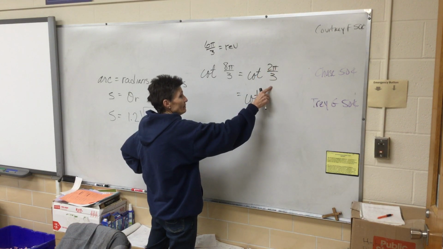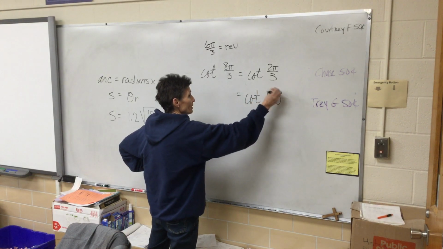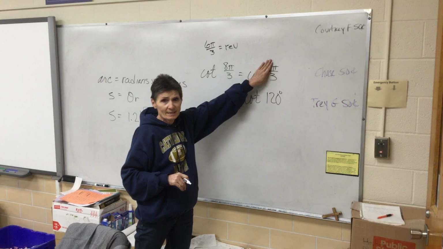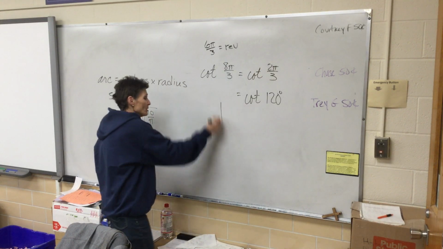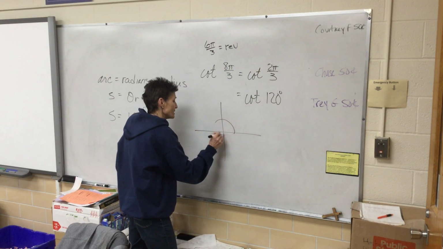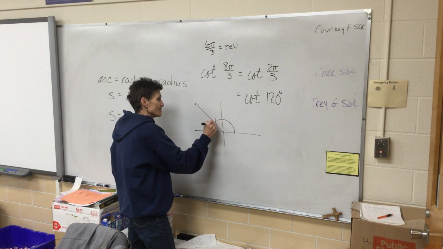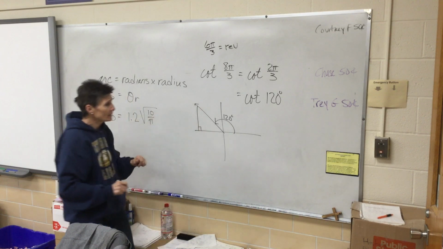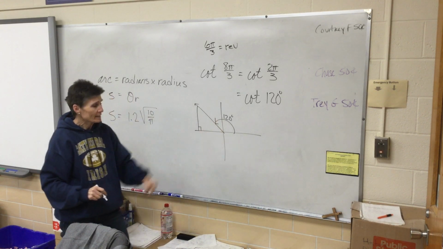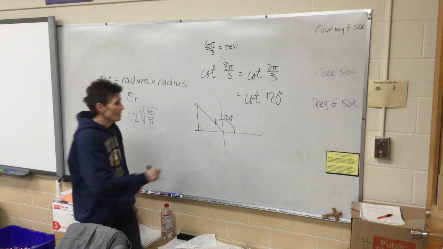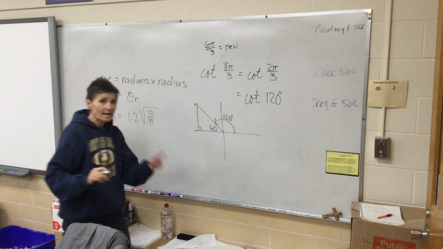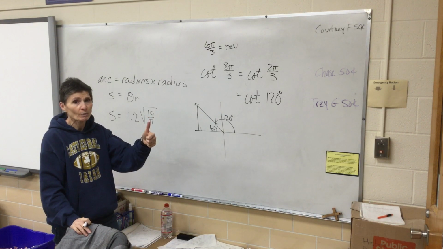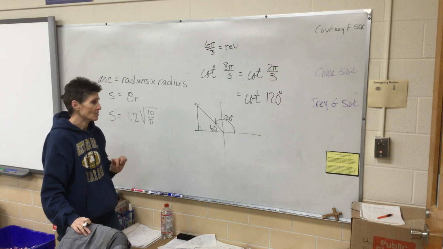Pi is 180, so this is going to be 120 degrees. Pi over 3 is 60, two of them is 120. So I'm going to draw 120 degrees in standard position. It's going to look like this. I'm going to drop that perpendicular straight down. Now, if that's 120, this is 60. And again, if you have other strategies to do the problem, that's super okay, as long as we get the same answer.